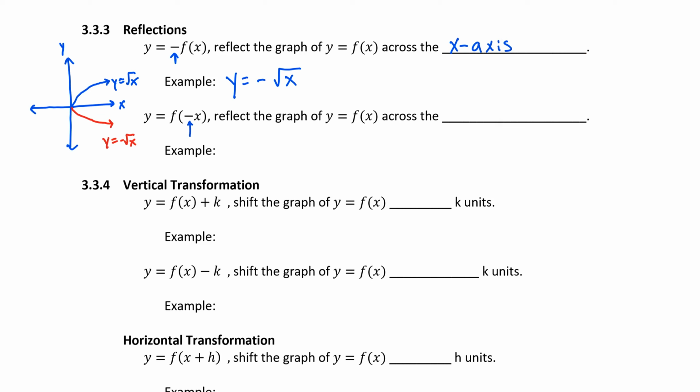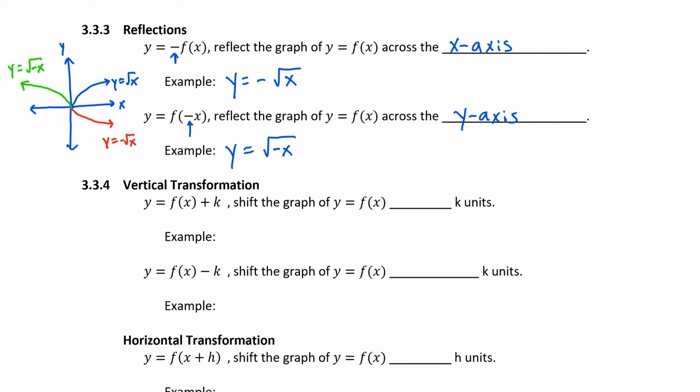If, however, I put the negative inside the argument of the function, f of negative x, this is going to reflect the graph across the y-axis. For example, y equals square root of negative x. So I'm going to look at the original parent function and reflect it across the y-axis. It's still half of a sideways parabola, but now it opens to the left. So these are called reflections.